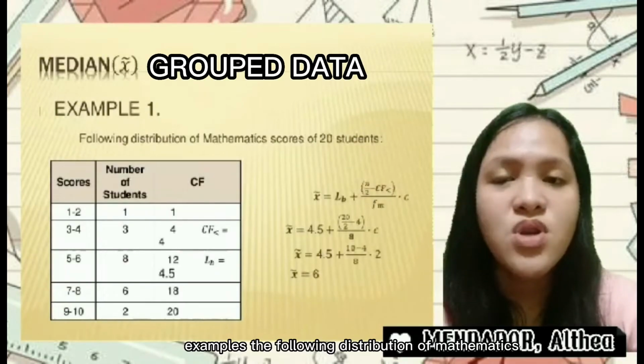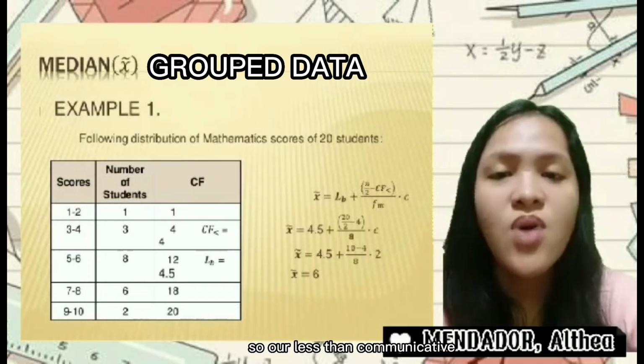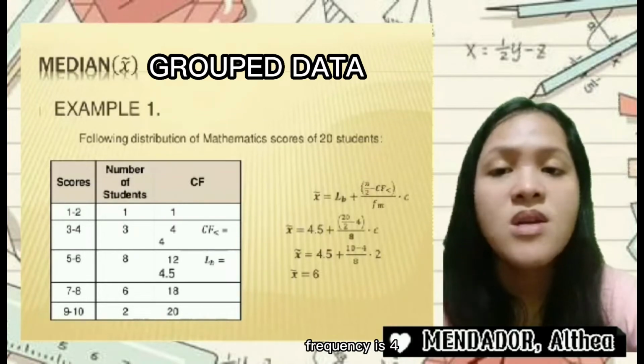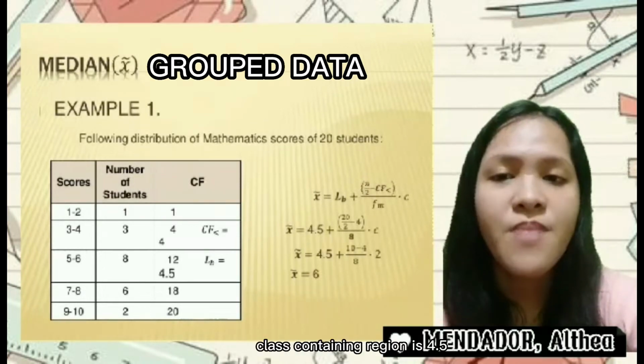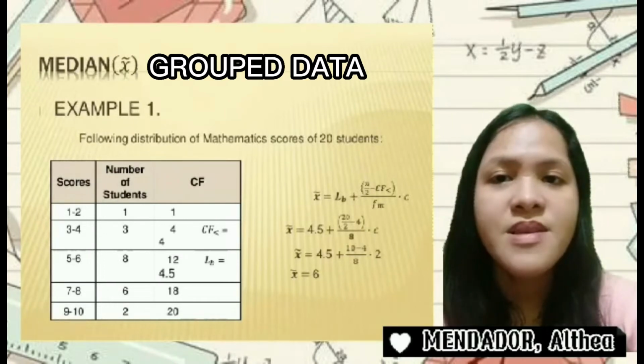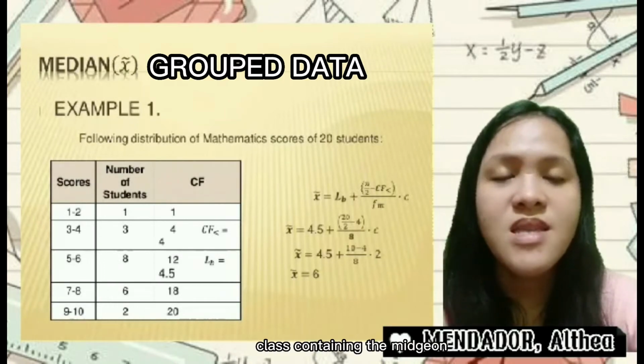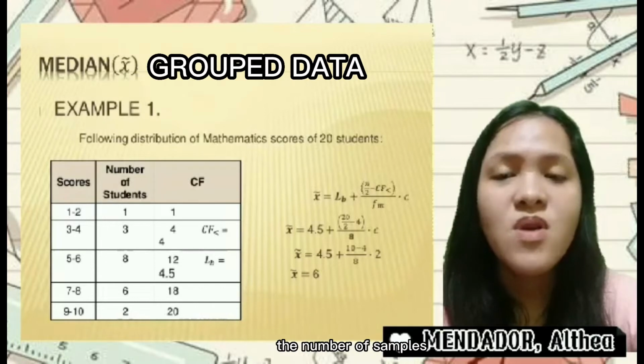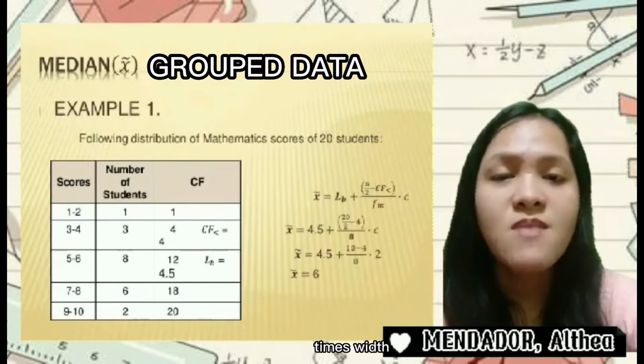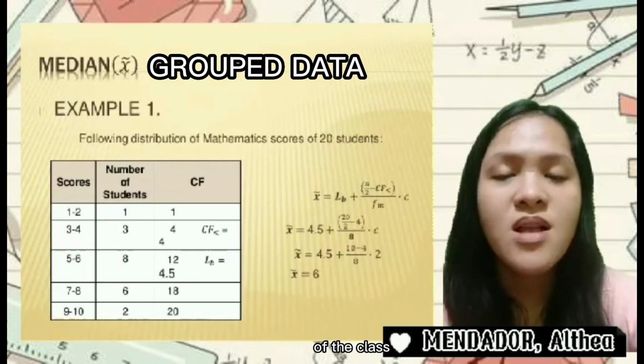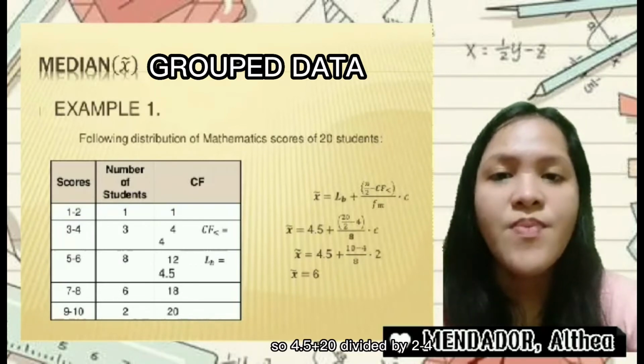Example: the following distribution of mathematics scores of 20 students. So our less than cumulative frequency is 4, so our lower class boundary containing the median is 4.5. Median formula: median is equal to the lower boundary of the class containing the median plus, open parenthesis, the number of samples divided by 2 minus the less than cumulative frequency, close parenthesis, times the width of the class divided by the frequency of the class containing the median.